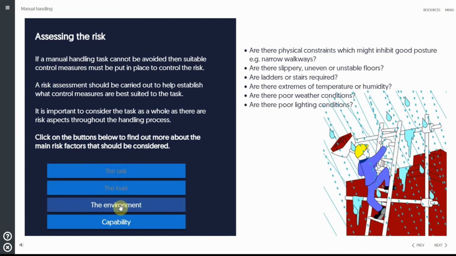The environment. Are there physical constraints which might inhibit good posture, for example narrow walkways? Are there slippery, uneven or unstable floors? Are ladders or stairs required? Are there extremes of temperature or humidity? Are there poor weather conditions? Are there poor lighting conditions?